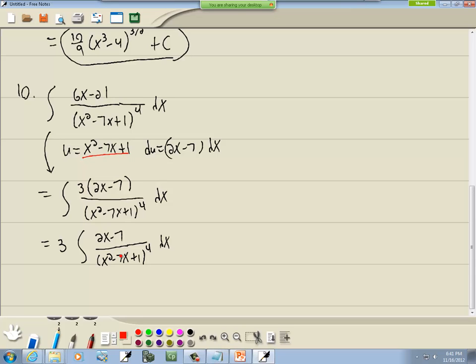This is our u, so we're going to replace this with u. The 2x minus 7, here's 2x minus 7. The dx is right there.